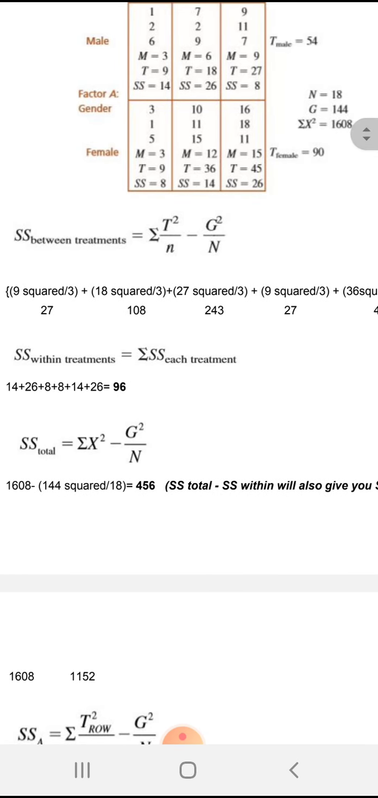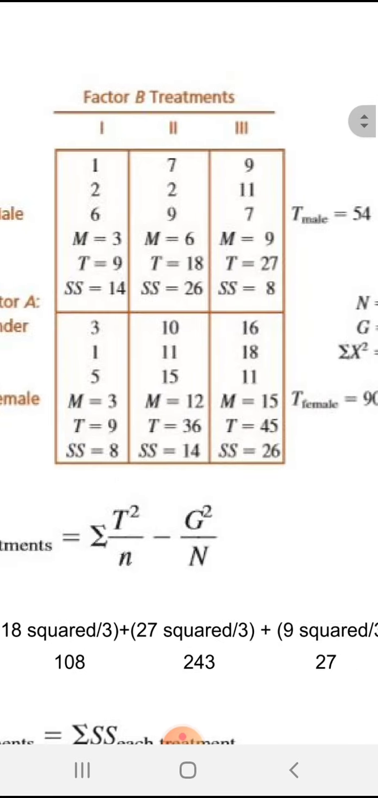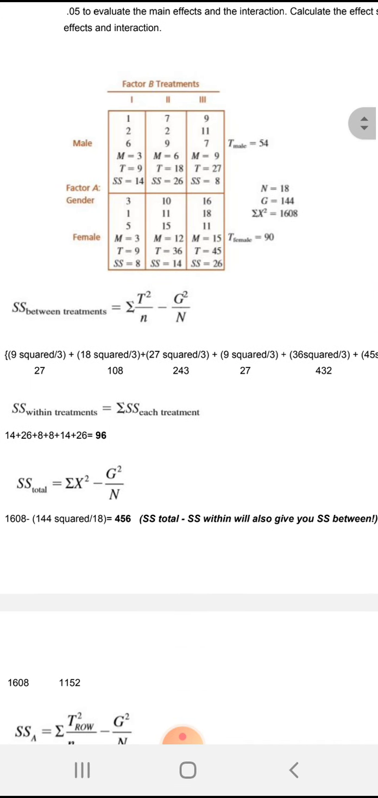Okay, the next step is SS within treatments. That's simply the sum of the SS of each treatment. The SS is given to you in each cell, so you just take them and add them up. So 14 plus 26 plus 8 plus 8 plus 14 plus 26 equals 96.